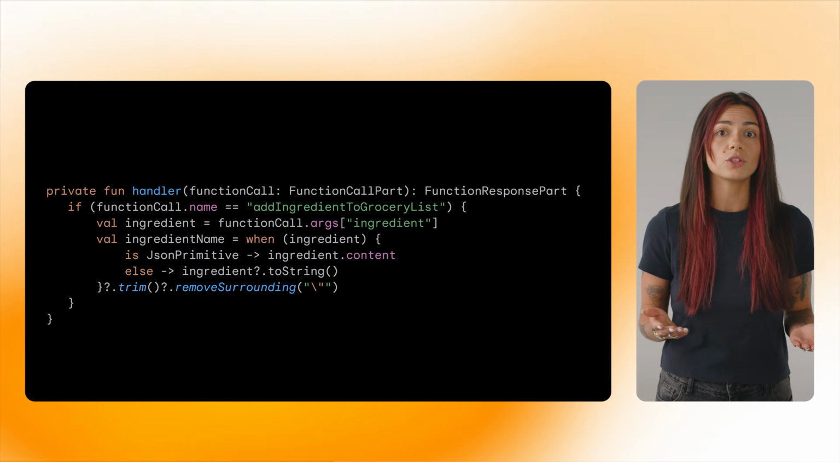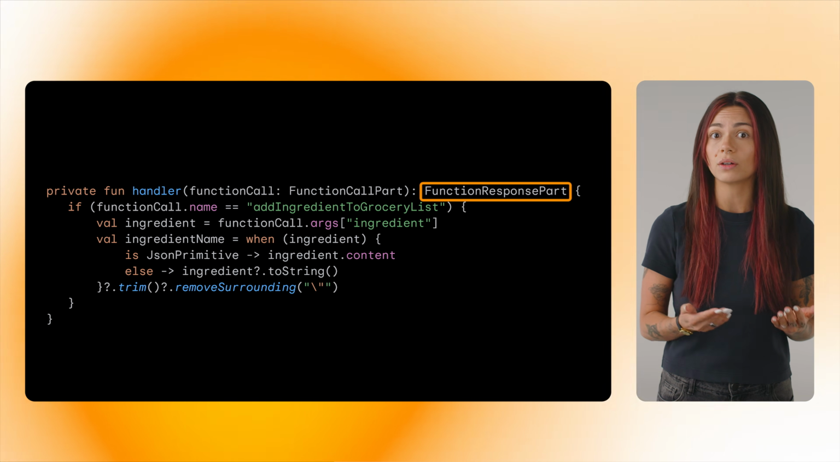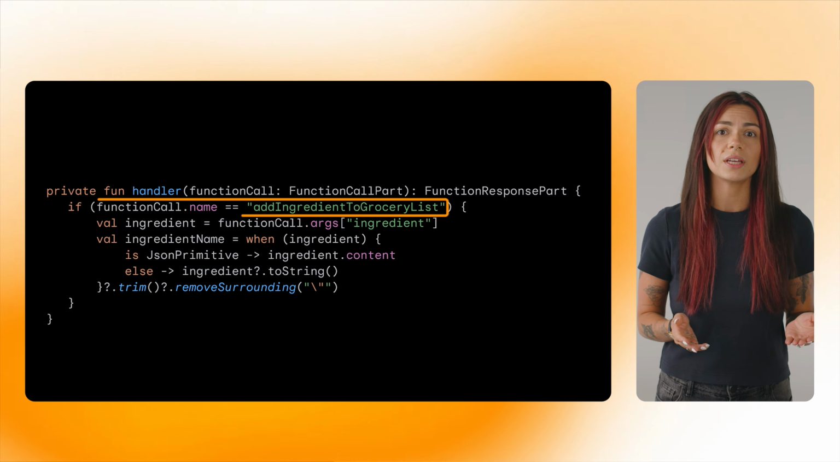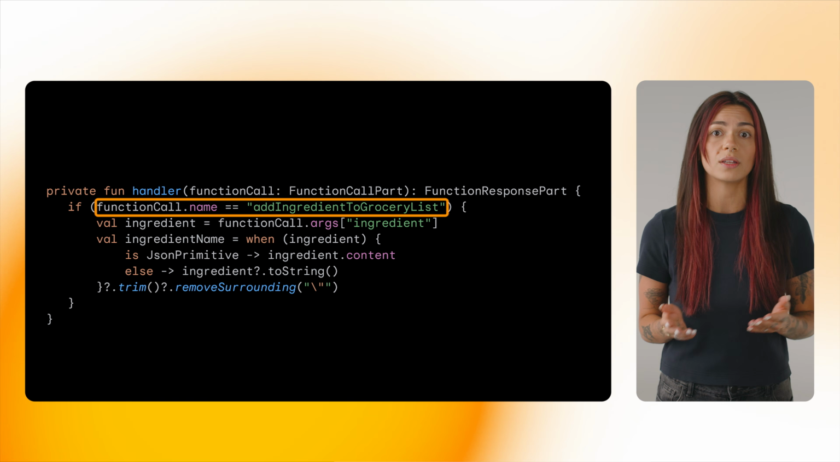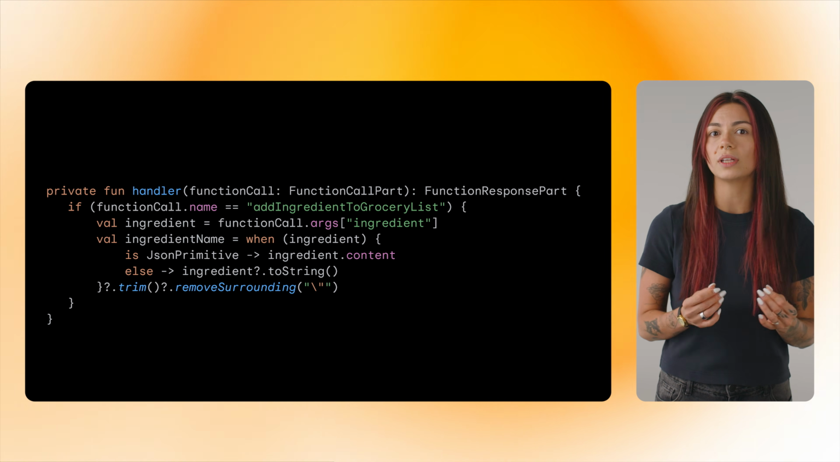Then, we need to update the view model to send a session handler as a parameter when starting a new live session. This handler is of type function response part and defines what happens if the add ingredient to grocery list tool is called. The code that you see here checks if the function being called is the one registered previously. If so, it performs some checks on the data.